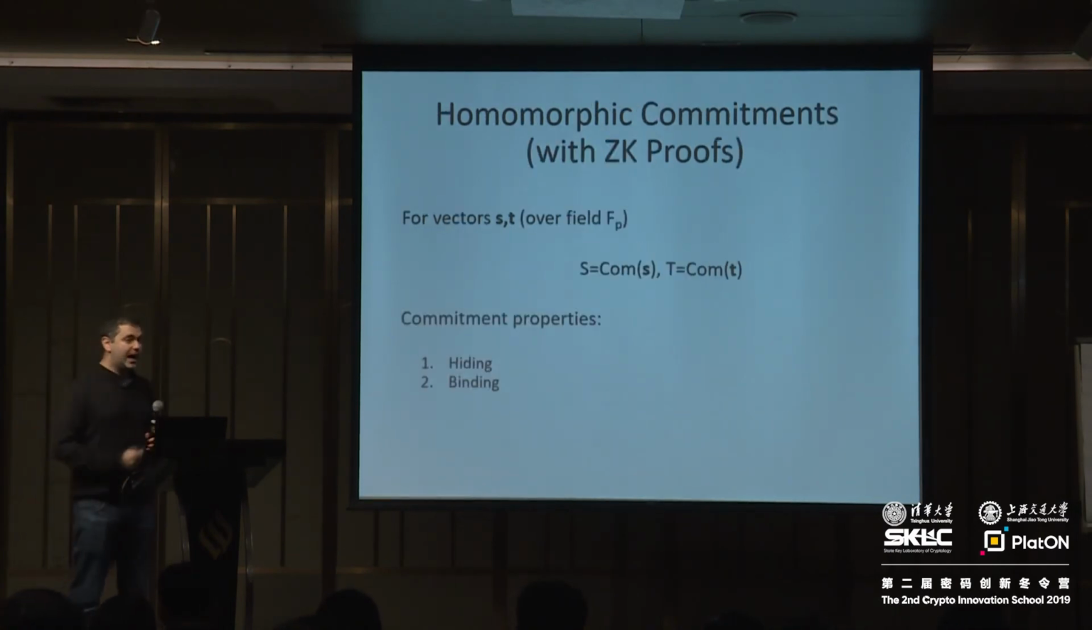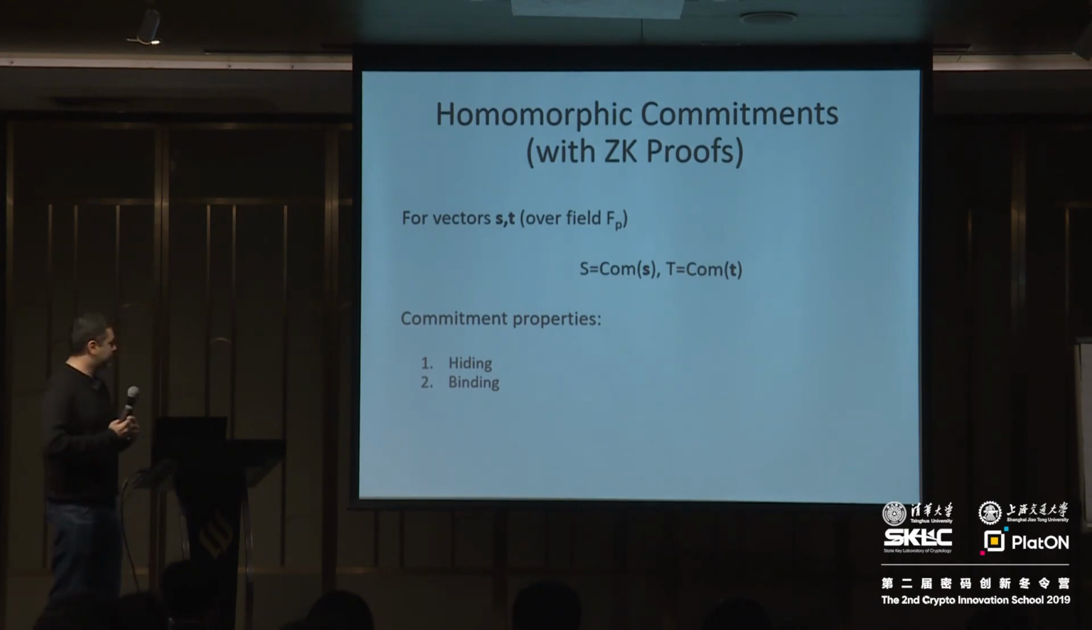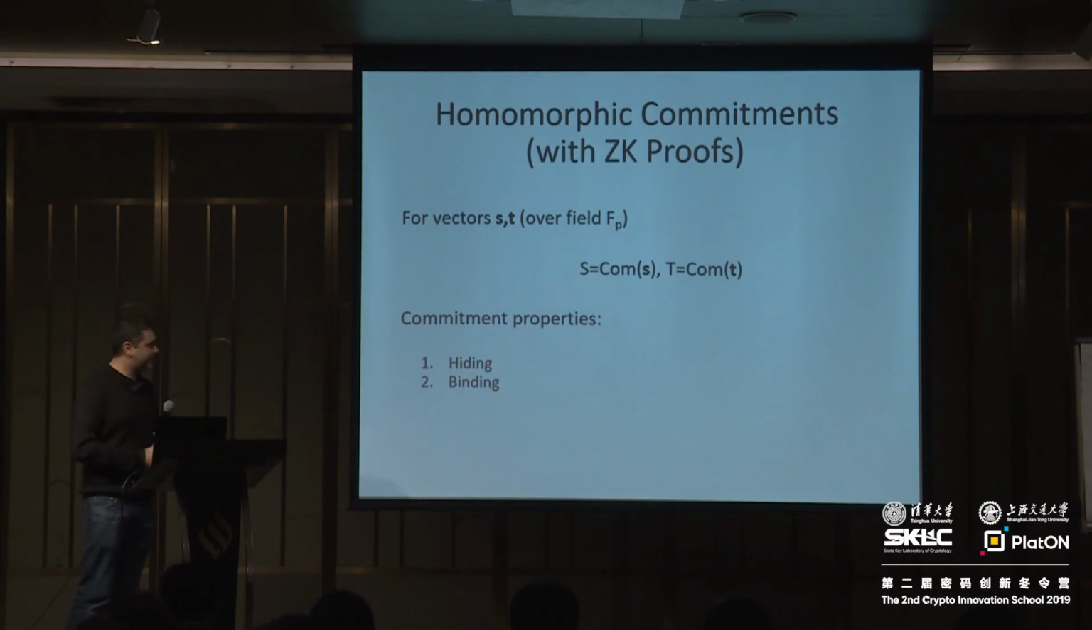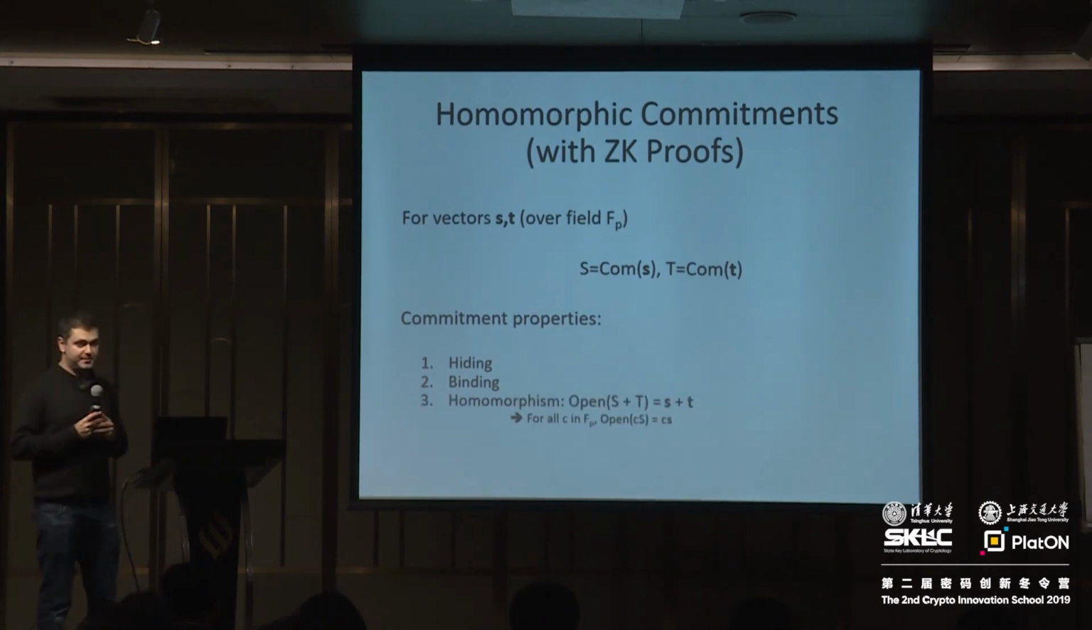All right. So as a building block, I will need something called homomorphic commitments. Let's just pretend we have them for now, with zero knowledge proofs. So let's say we have commitments for vectors s and t over some field Fp, which are big S and big T. I'm going to think of the outputs of the commitments as capital letters. And I want the usual properties of commitments, hiding and binding. They should not reveal s, and they should be binding to s, but I also want homomorphism.